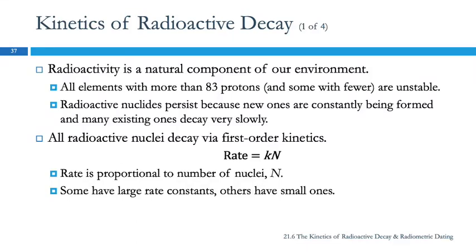Kinetics of radioactive decay. Remember the beginning of the semester? What did we learn about? Kinetics? No. Here it comes again. So radioactivity is a natural component of our environment. It's not something that man did to our planet or anything. It's just here. Any element with more than 83 protons is unstable. There are some others that have fewer than 83 protons, also unstable.